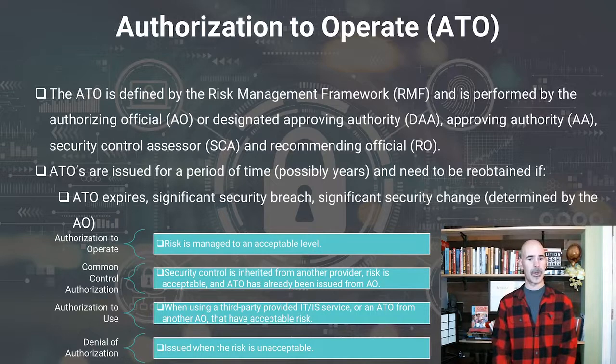The common control authorization means that security control is inherited from another provider. Risk is acceptable, and the ATO has already been issued from an authorizing official. Authorization to use. So this is when a third party is providing a service to the organization, and the ATO can be accepted from a different authorizing official from that third party. And the last one here is denial of authorization. So this is when it's issued when the risk is unacceptable to the organization.